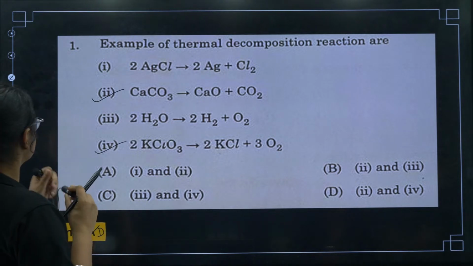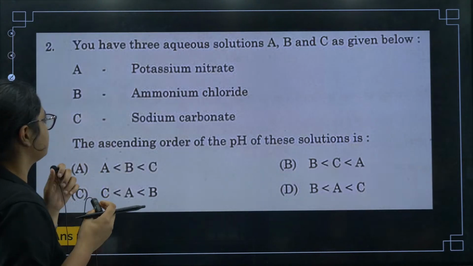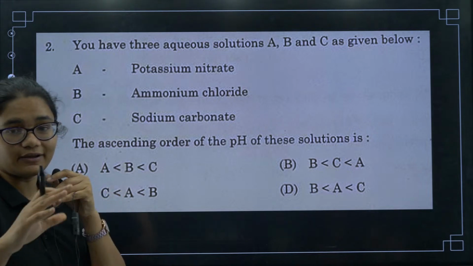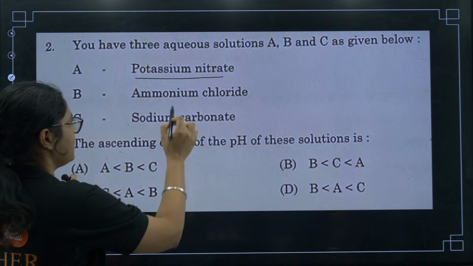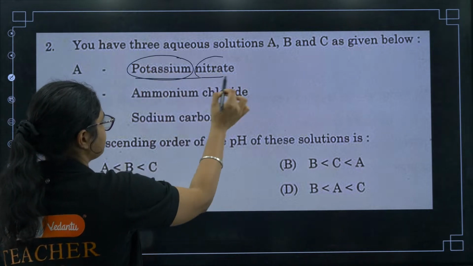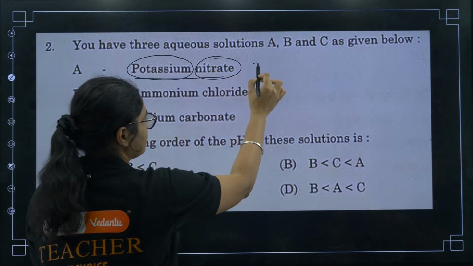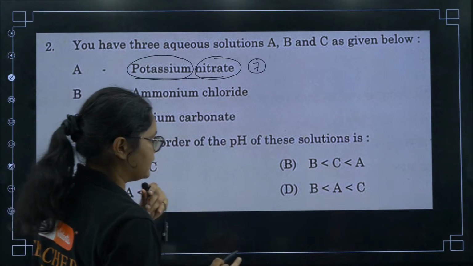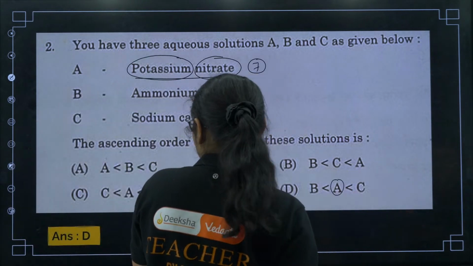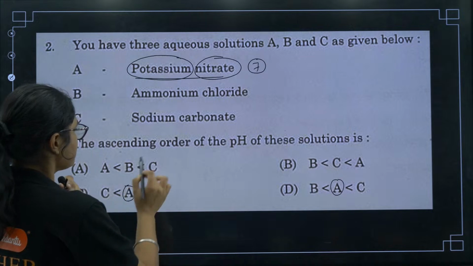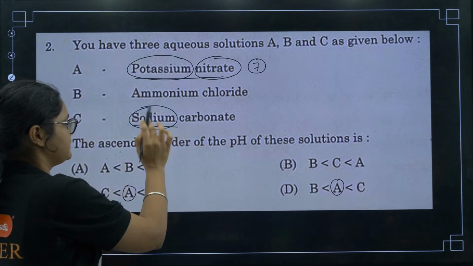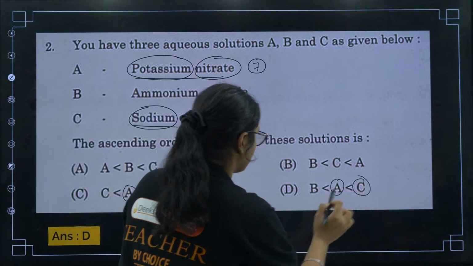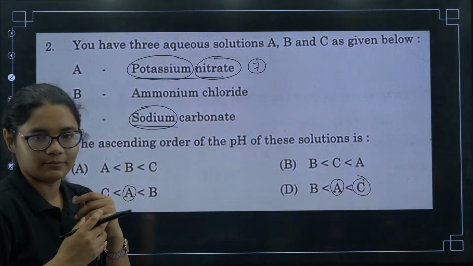Next, moving to the second MCQ. You have to identify the pH value. Here it is potassium nitrate, right? We have a strong base and a strong acid, so it will be neutral, 7. So A will lie in between. We have this option where A is in between, and we have this option. Next, sodium carbonate. Sodium carbonate will be basic, so C will be the highest one. So the correct answer here will also be option number D.